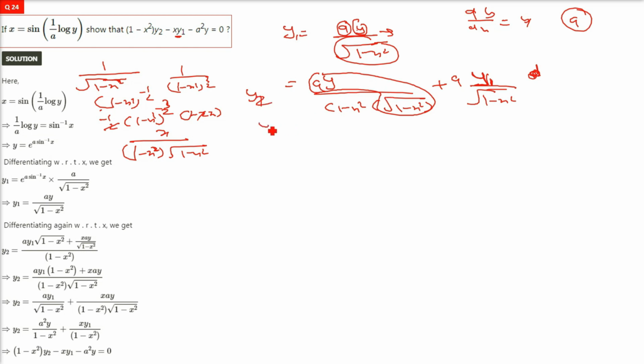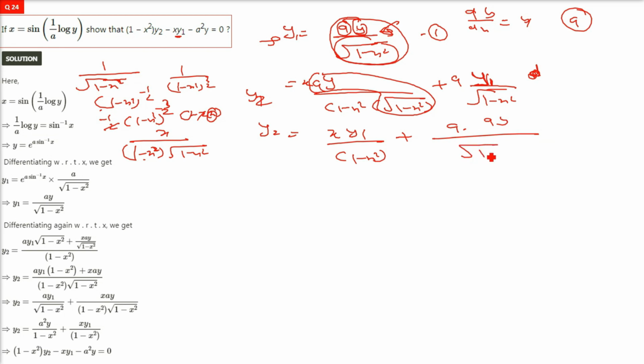So y2 is equal to x y1 by 1 minus x square into under root 1 minus x square, plus a y1 by under root 1 minus x square. So how can we get this? When we did that, if you remember, I told you x was already there. So don't forget about x. Let us introduce this again: ay by under root 1 minus x square. In place of y1 I'm replacing ay by under root 1 minus x square. What do you get? a square y. The under root gets cancelled. You get 1 minus x square.